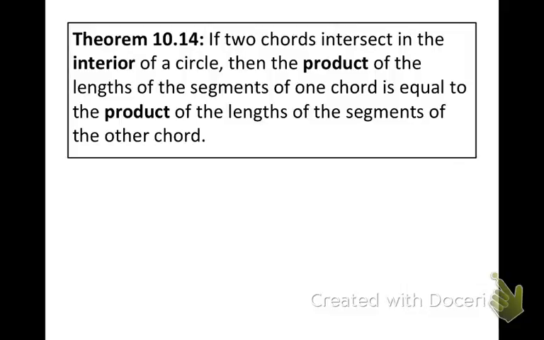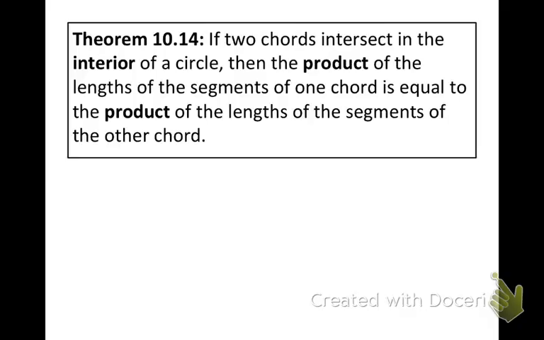Chords intersect in the interior of a circle. So we're intersecting in the interior of a circle. Then the product, so that means what operation? Product is multiplication: the product of the lengths of the segments of one chord is equal to the product of the lengths of the segments of the other chord.